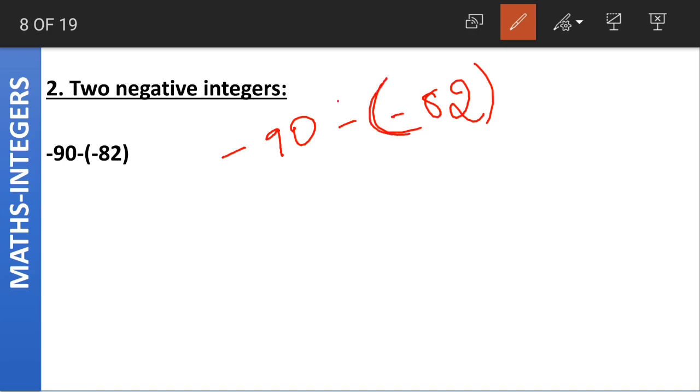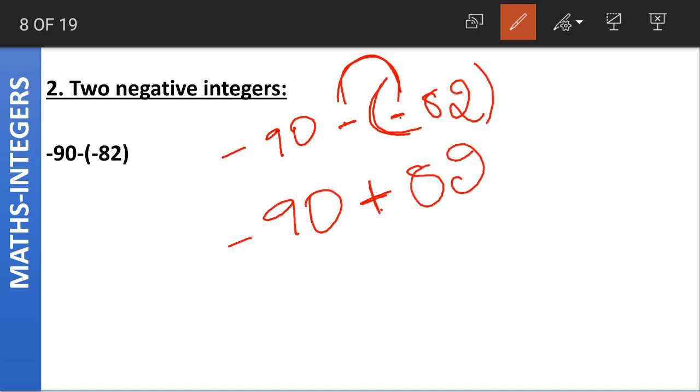Here we are having a bracket, which means that we have to multiply the signs. First write minus 90. Now what is minus into minus? Minus into minus is equal to plus. Both the signs are the same, so the answer is plus. When two same signs are multiplied, the answer will be plus. Then we write the integer 82.